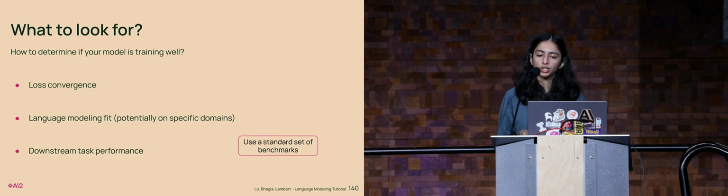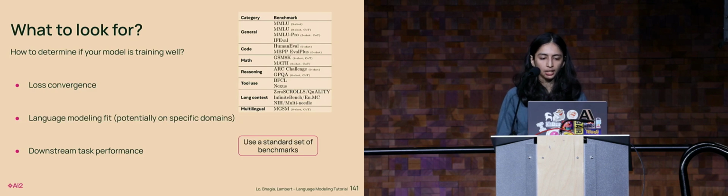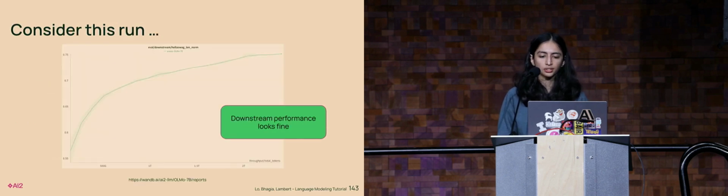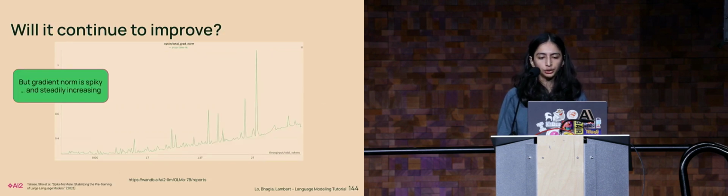You might have some downstream tasks that you care about. So most language models today, for instance, report their performance on standard benchmarks. These include things like reasoning capabilities, code, math, and so on. And these things give you a good indication of where your run is currently at, but are they enough by themselves? So consider this run. This is the in-loop accuracy for one of our older OLMo models for a particular downstream task called HellaSwag. And it seems to be improving. At 2 trillion tokens, it's actually kind of on par with other models. But will it continue to improve?